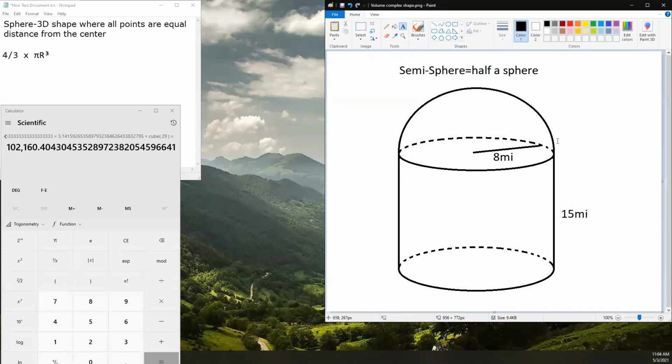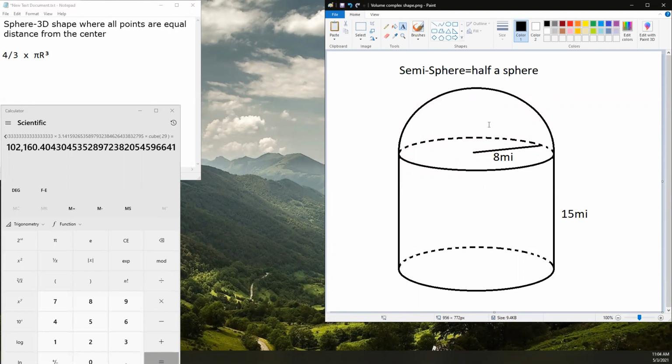There we go. But yeah, a semisphere is half a sphere. So if you did volume of a sphere, if it was a semisphere, you would do volume of a sphere divided by 2 at the end. And then you've got your volume of the semisphere.